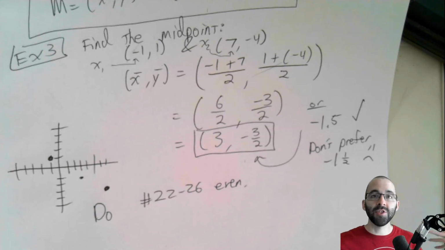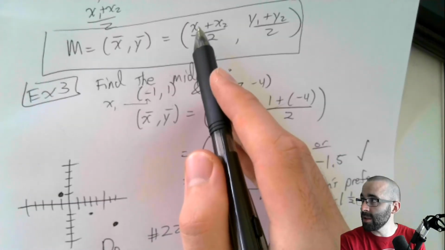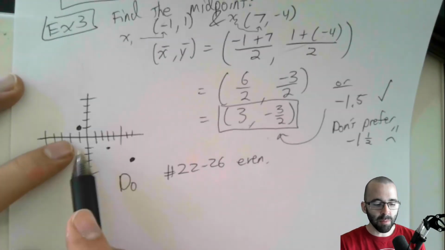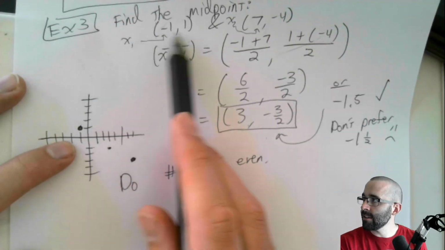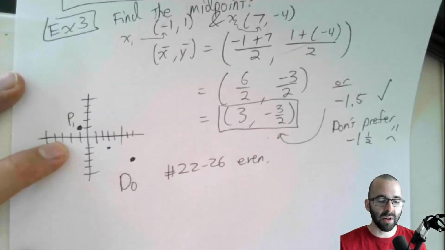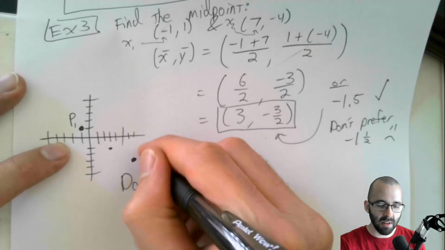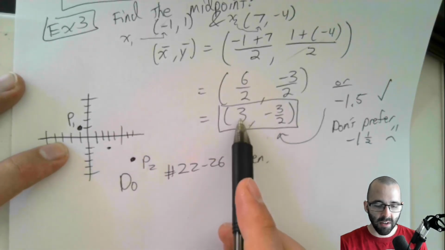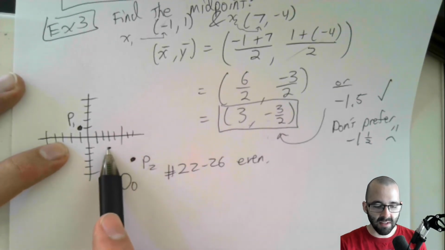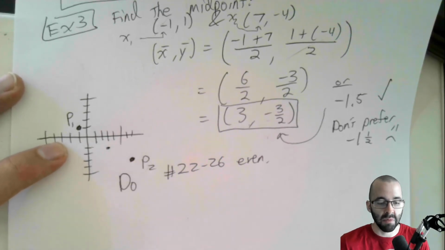So there's a good way to check your answer. Is this actually our midpoint? Did we do the formula right? Let's find out. Just plot the points. So -1, 1, we plotted that right here. That's our first point. You can call it like P1 or something. 7, -4, that's our second point, P2. 3, -3/2. Does this kind of look like the middle? Sure. Yeah, kind of like the middle.